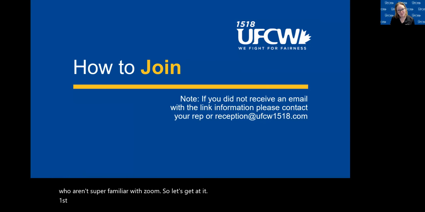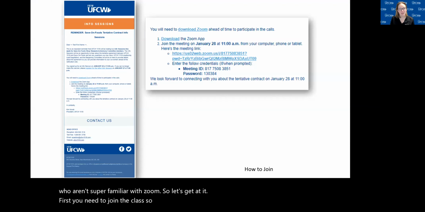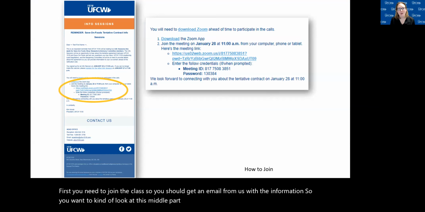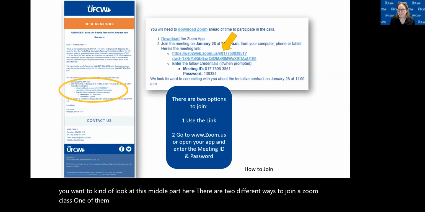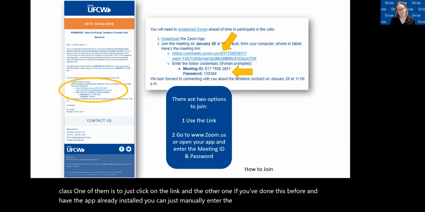First, you need to join the class. You should get an email from us with the information, so look at this middle part here. There are two different ways to join a Zoom class. One is to just click on the link, and the other, if you've done this before and have the app already installed, is to manually enter the meeting ID and password.